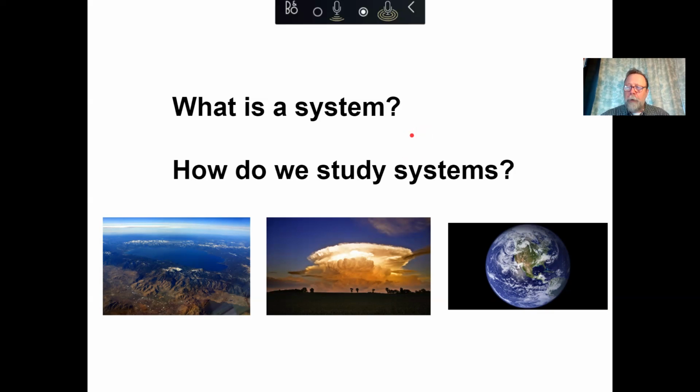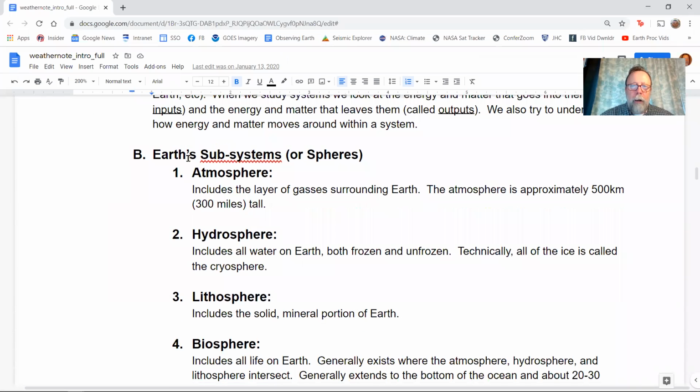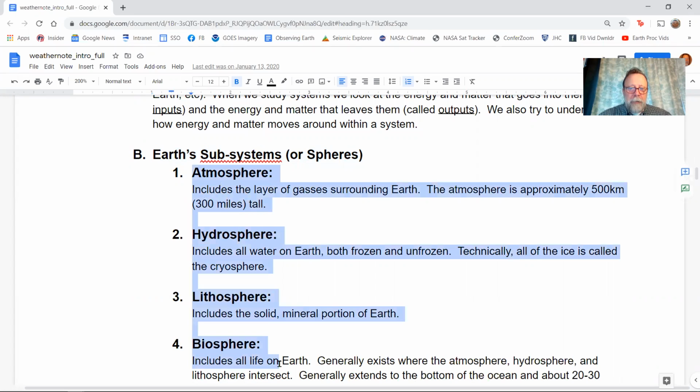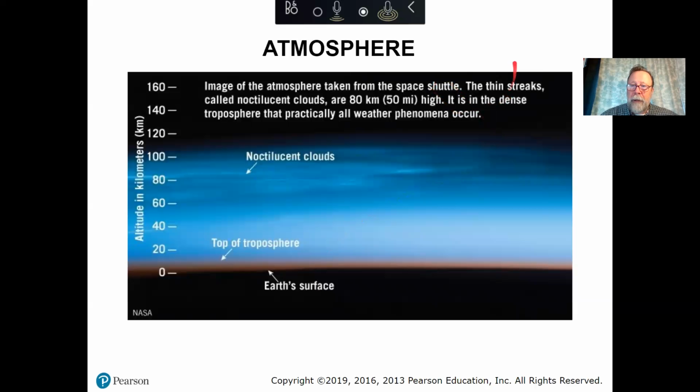One of the things we do, again, to try to break these concepts down is to break them into smaller bits. When we study Earth, we look at what's called its spheres, or I like to call them subsystems. If you look at the entire Earth atmosphere system, it's really more appropriate to see them as made up of these four spheres. So the atmosphere is the layer of gases that is approximately 300 miles tall.